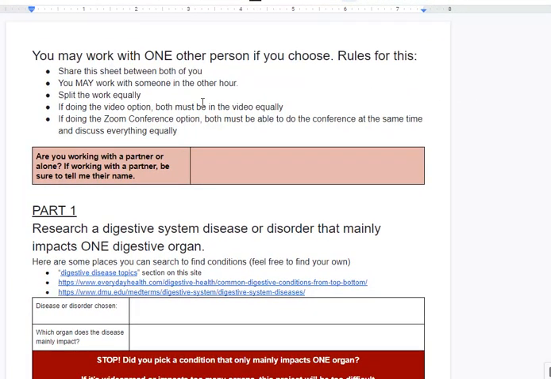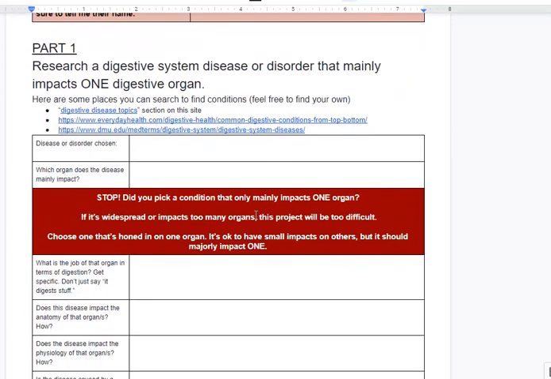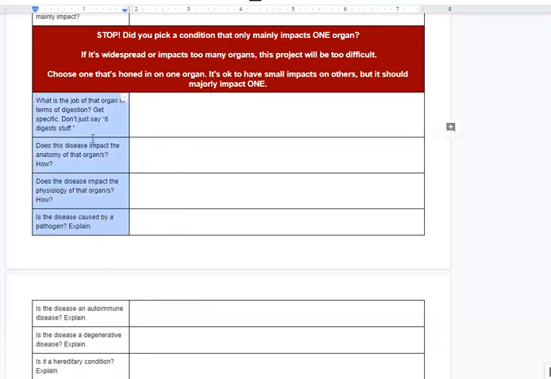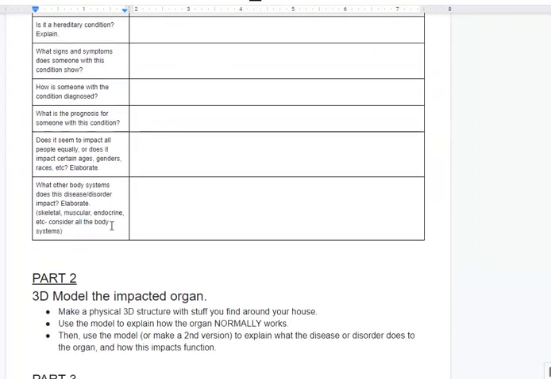And because this is anatomy, I did allow them to work with a partner if they wanted, and if they did, either when they made their video, they had to both be alternating in the video, or if they were doing a Zoom call with me, then they both had to be in the Zoom chat with me. So I gave them this research sheet telling them you're going to pick a digestive system disease or disorder that impacts one organ. So like, let's say somebody picks cholelithiasis, which is gallstones. So they would research gallstones and the gallbladder. This was a whole bunch of terminology that they learned at the very beginning of the year in the first unit. So I was having them connect back to the first unit.